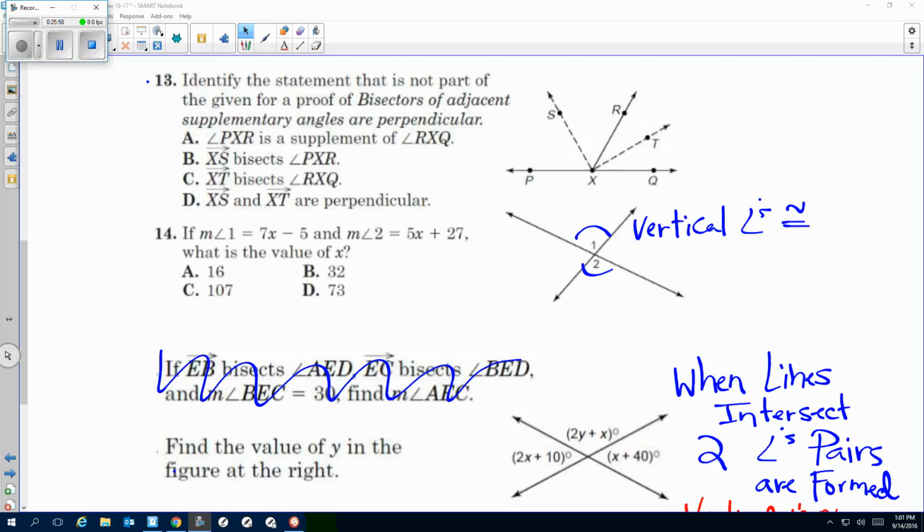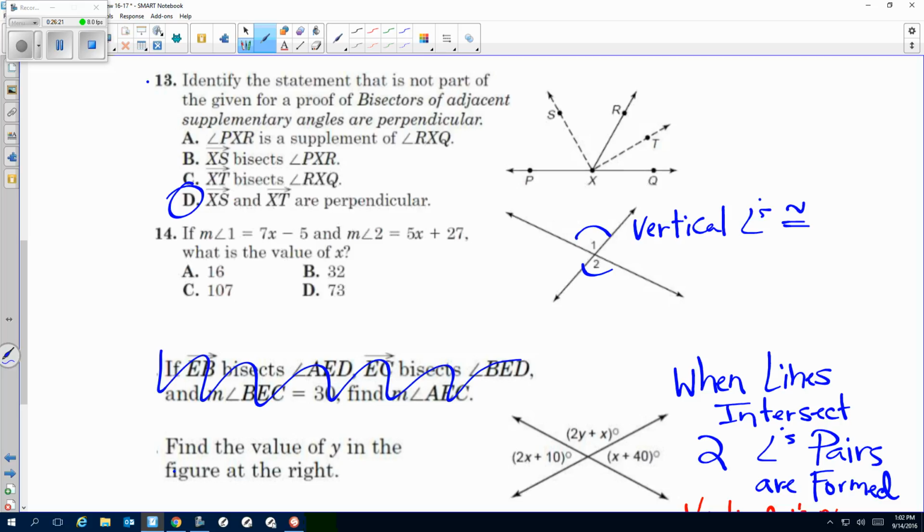I'm going to give you some time to use your angle pair relationships to solve those. Okay, so 13 is wanting to identify the statement that is not part of the given for a proof. Not part of the given. If I'm trying to prove that the supplementary angles are perpendicular, then D is not part of the given. That's what we're trying to get to. Okay? It's not part of the given.